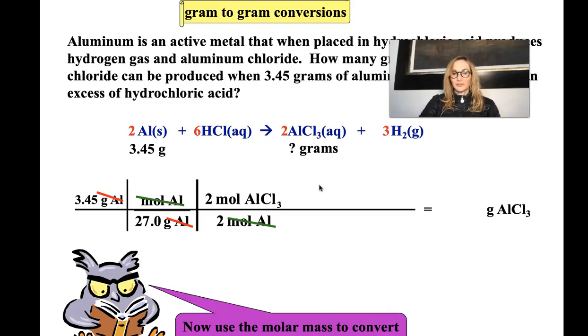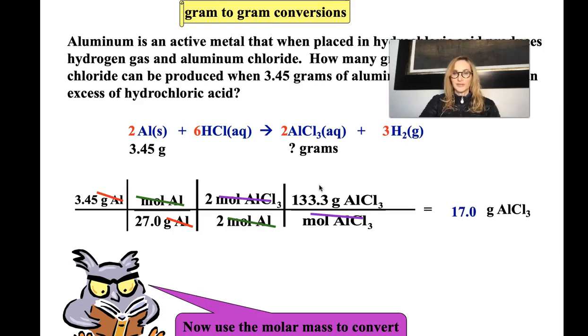Now use the molar mass. We're going to have to get the molar mass of aluminum chloride. And notice I don't say trichloride because it's a metal. We need to put that on top so we can get our grams. Aluminum's about 27, chloride's about 35.5 times 3, so 133.3. We started with 3 sig figs, so we're going to end with 3 sig figs.